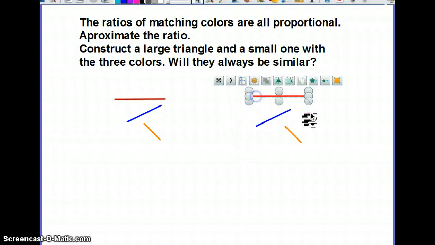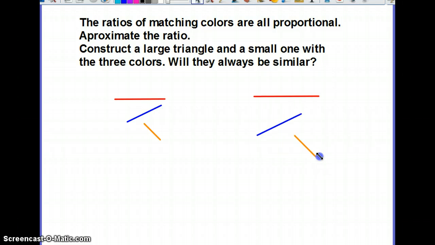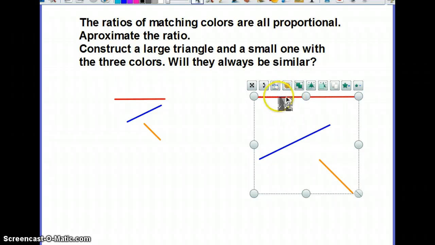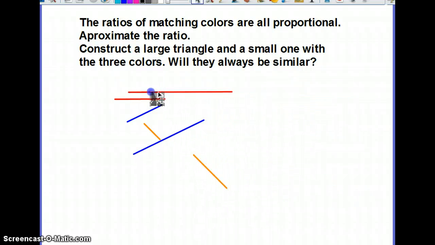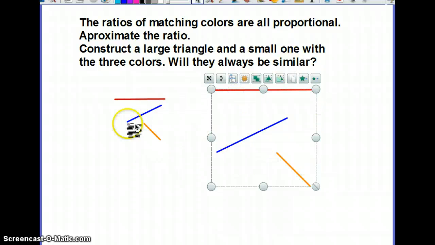Now I could take all of these guys, select them all, and anytime I pull this lower right hand corner, they will grow at a proportional rate. Okay, so I think about there looks about double, would you say? Let's compare this red one. I mean, it's close, right? But these are about double these lengths.